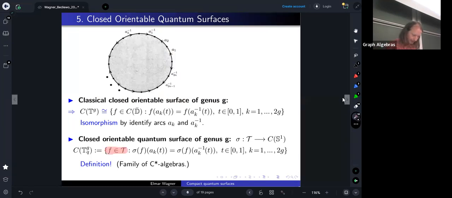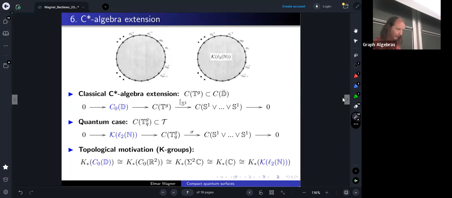I take elements in the Toeplitz algebra, I apply the symbol map, which means the restriction to the boundary, and then I want to identify points, which means the C-star algebra doesn't separate these points. They have the same value. So any element from the Toeplitz algebra which satisfies these boundary conditions defines a subalgebra in the Toeplitz algebra, which defines a closed orientable quantum surface. Depending on the arrangement, this is the orientable case.